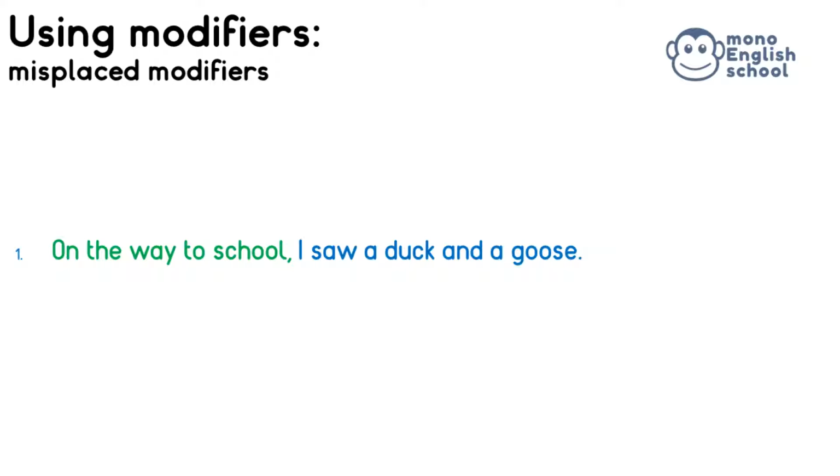To correct this error, we should place the modifier as close to the word it modifies as possible. In this example, we should place it at the beginning of the sentence. So it reads, on the way to school, I saw a duck and a goose. Now, the modifier correctly modifies I.